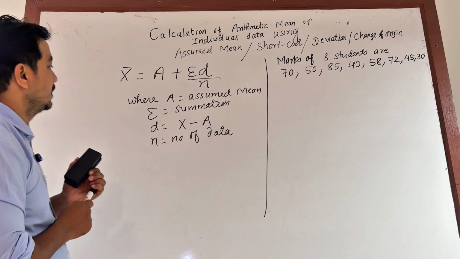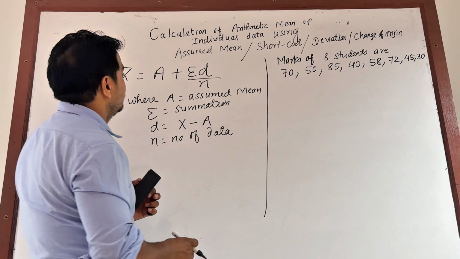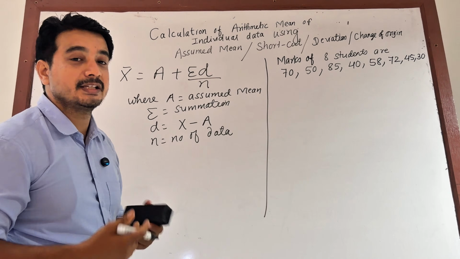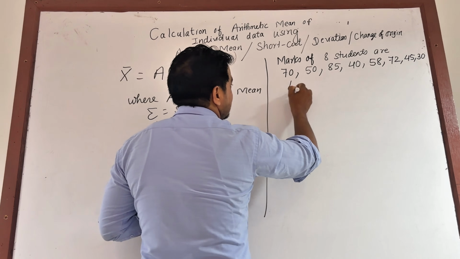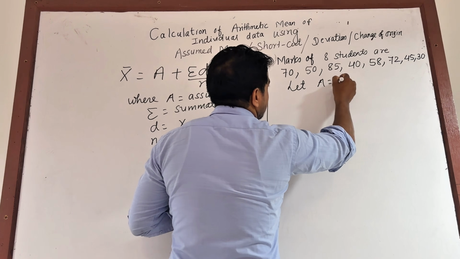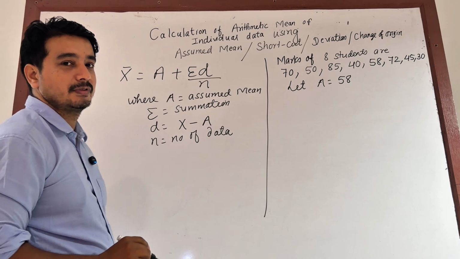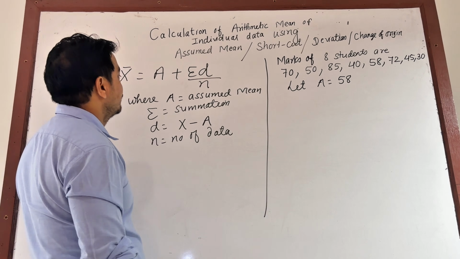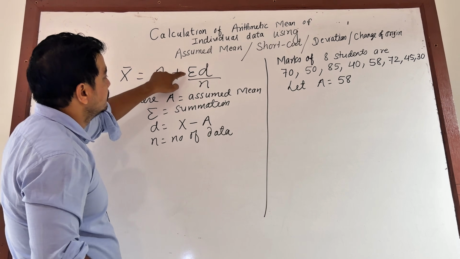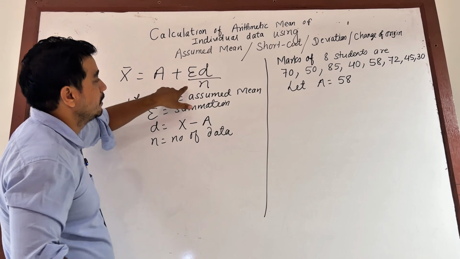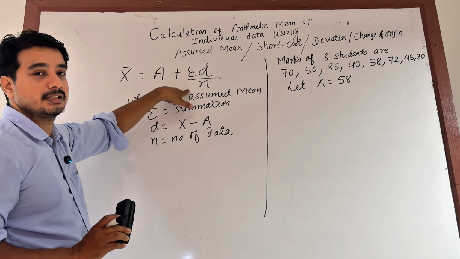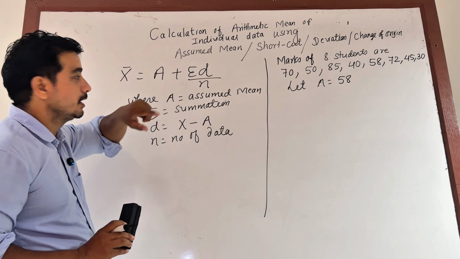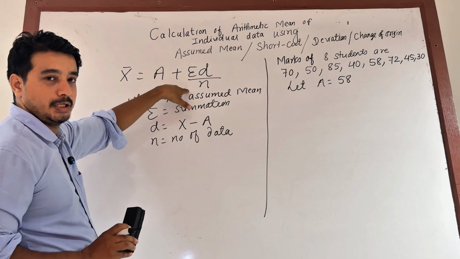Now look here. First of all we have to assume one of this data as the assumed mean. I have assumed a equal to 58. Then we need d, because we need three things to solve this arithmetic mean using the assumed mean method: a, summation d, and n.